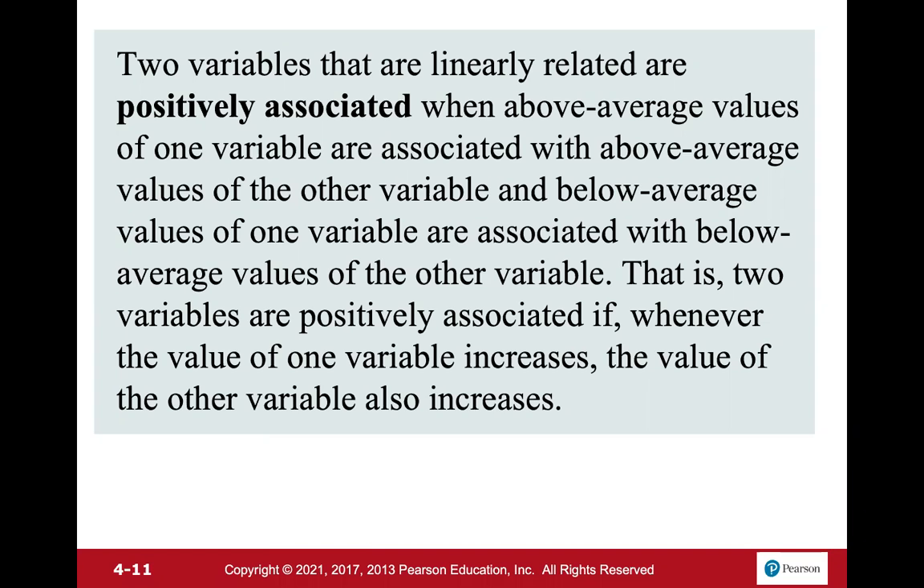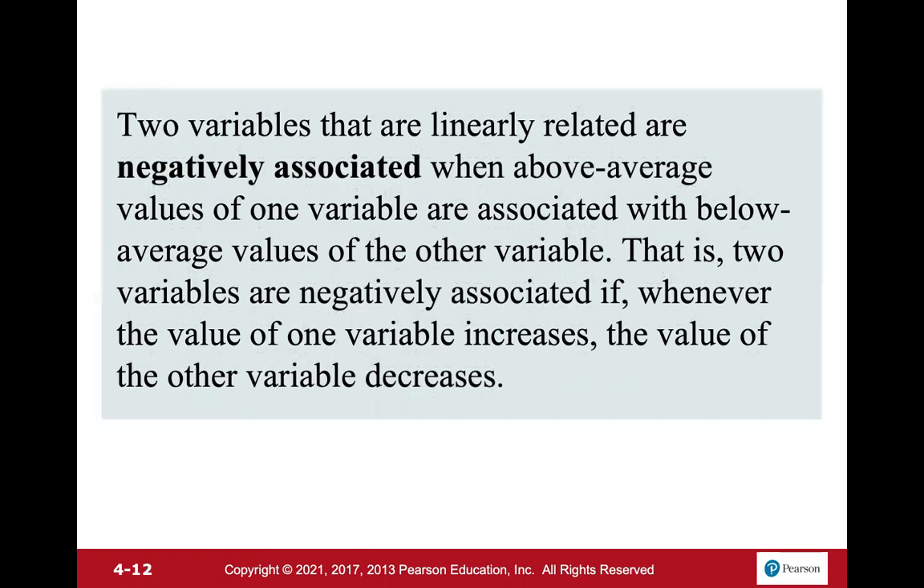And that's very different from negatively associated. So two variables that are linearly related are negatively associated when above average values of one variable are associated with below average values of the other variable. So let's get a picture that shows this relation. Above average values are associated with below average values.